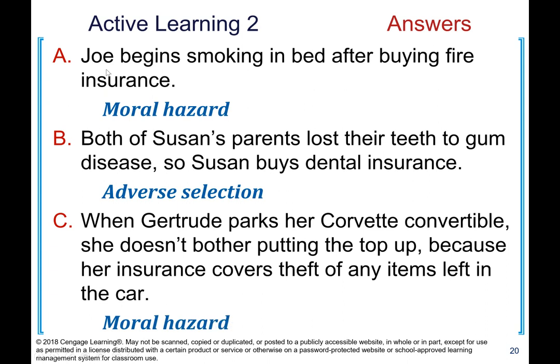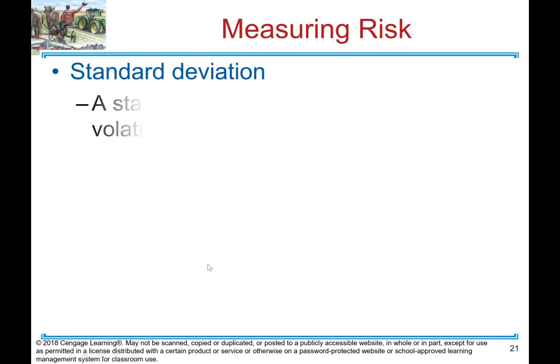Answers: Joe smoking in bed, that's a moral hazard. Susan's case, that is adverse selection. And Gertrude, that is a moral hazard.